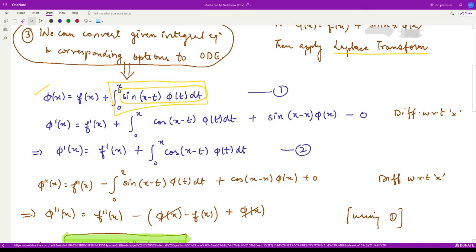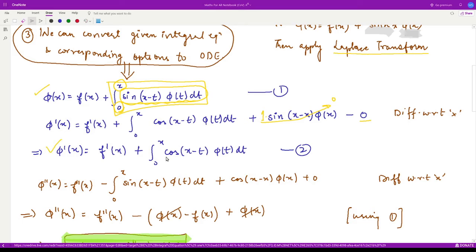Then plus the derivative of the upper limit with respect to x, that would simply be 1, into this whole term where we replace t with the upper limit x, and minus the derivative of the lower limit. The derivative of the lower limit is 0, so the whole term becomes 0. So this term also becomes 0. Why so? Because sine of (x minus x) is sine 0, which is 0. So we have this equation.